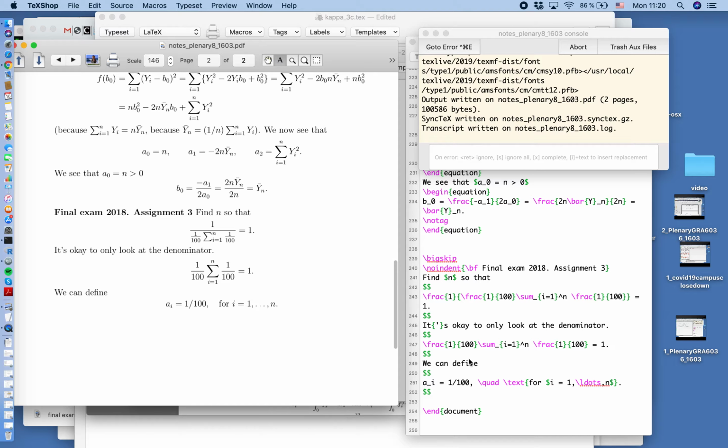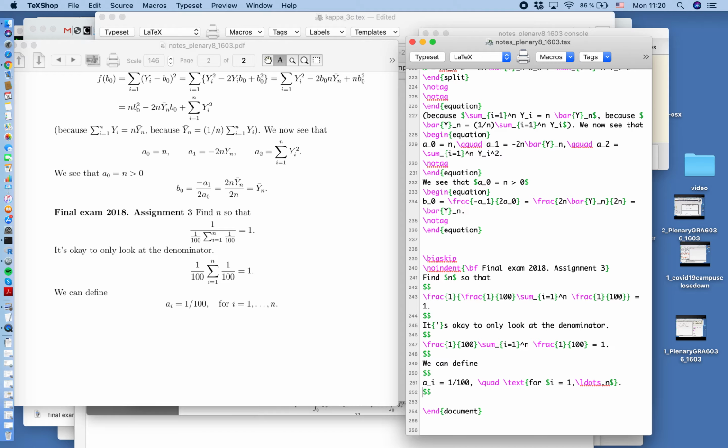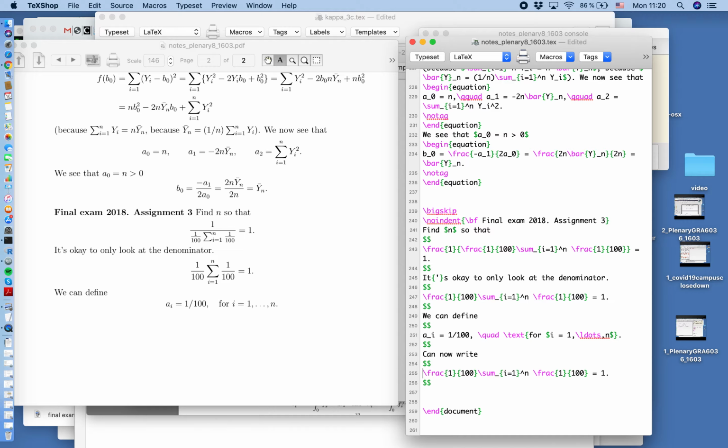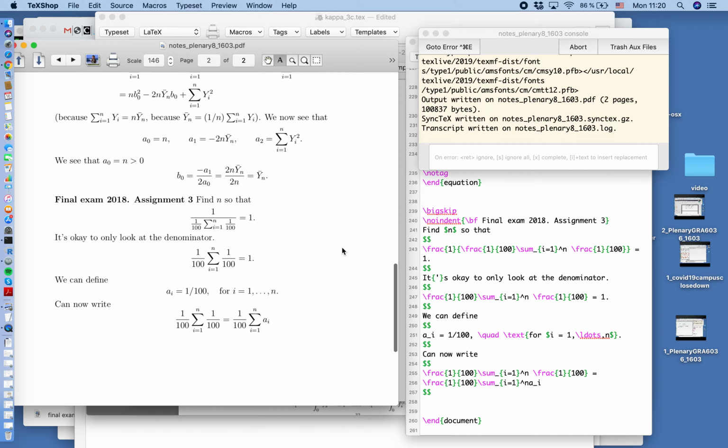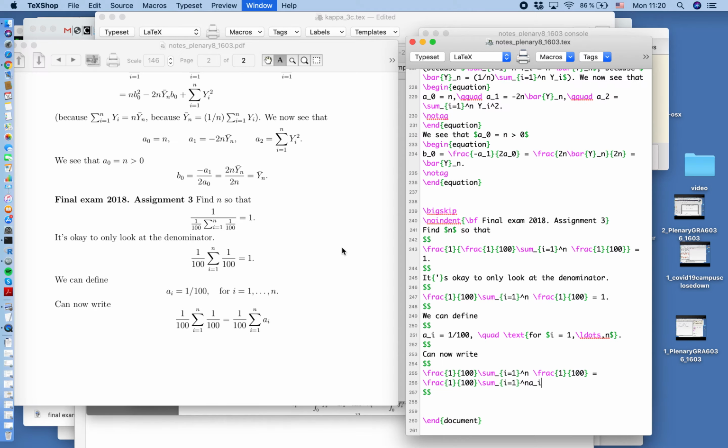So now we have this, which means that we can now write this sum as the sum of the a_i's, which looks more familiar to us. So we then get that this is equal to, using the definition of a sum, a_1 plus all the way up to the last a_n.